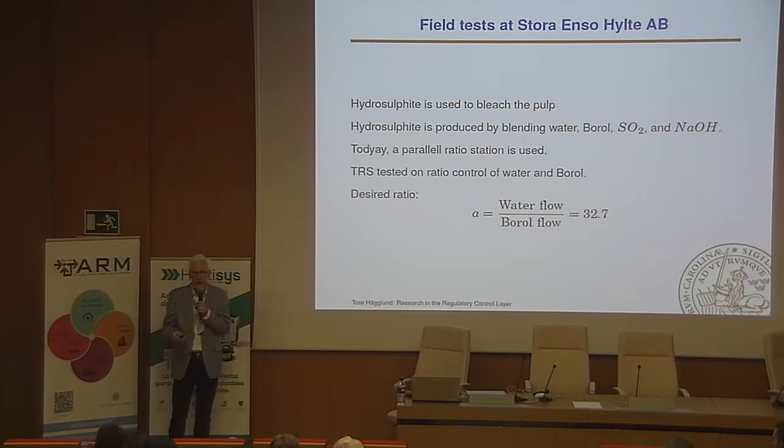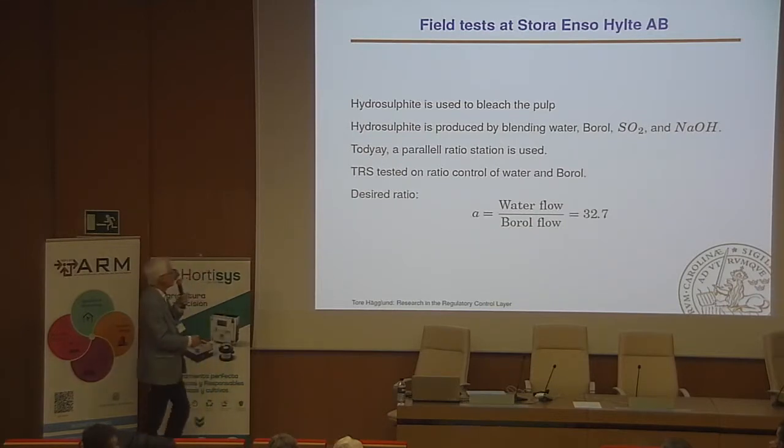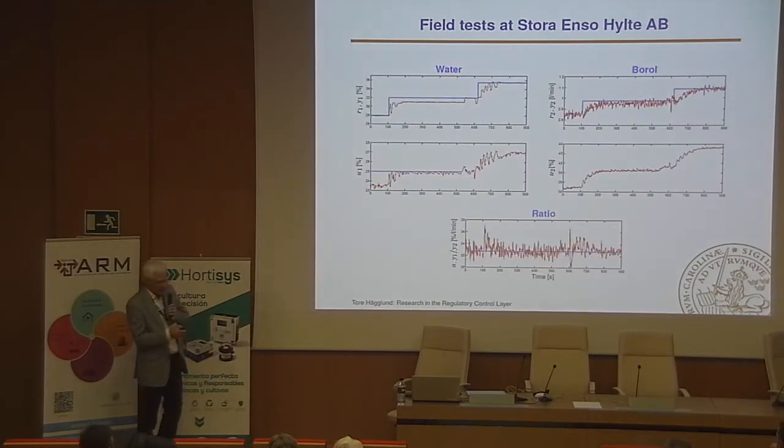Before they used the parallel ratio station, they had added some logic to reduce the total flow if some of the valves would become fully open for security reasons. But okay, we took water and boron. I will not show you the details, but here we have the water control loop. There was a valve in bad shape, with stick-slip motion. You can see here that you have stick-slip motion over here. The sensor was good, the noise level was low. In the boron loop, we had a pump that was in good shape, but it was a noisy signal and there were low disturbances.